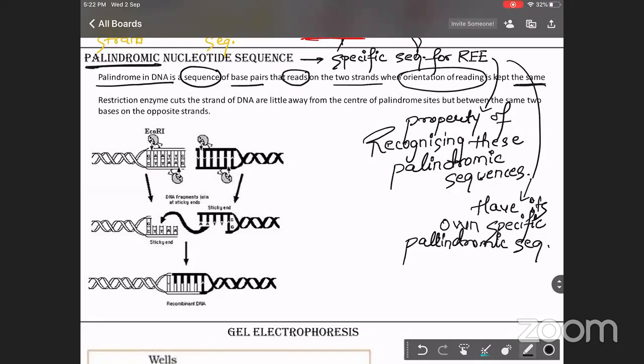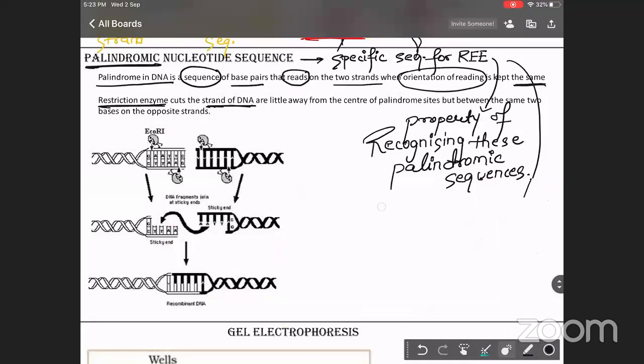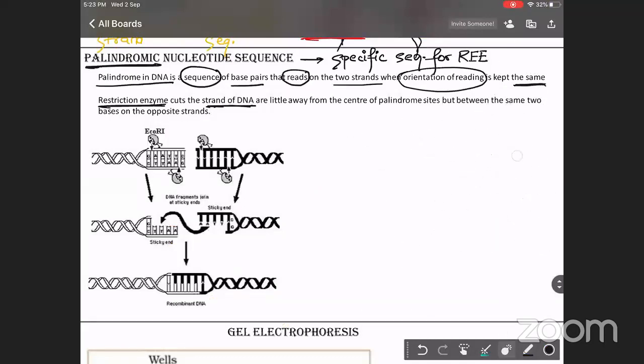So what will the restriction enzyme do? The restriction enzyme will cut the strand of DNA. One more property of the restriction endonuclease enzyme is coming up. Understand very carefully what they are going to do. Okay, what exactly is happening? Assume this is your DNA, the double helix strand.